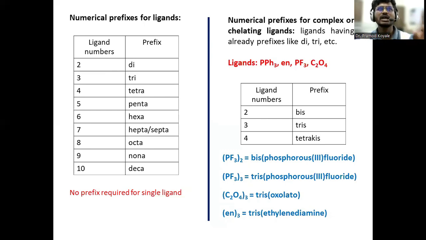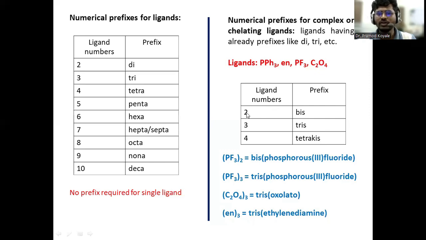And for a single ligand, there is no need of a prefix. For example, we have six ligands, with one chloro and five bromo. Five, that is pentabromo, is okay. But regarding chloro, monochloro is not required. So it is simply chloro. This is about the prefixes for the simple monodentate ligands. On the other side, the polydentate ligands, the chelating ligands, already have prefixes like di, tri. For such ligands, the other prefixes such as bis, tris, tetrakis should be utilized.